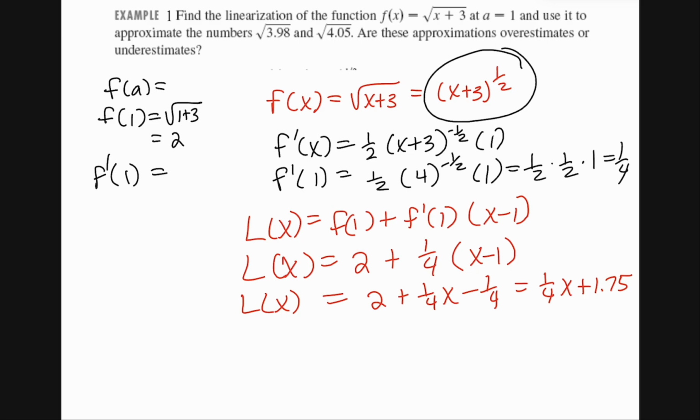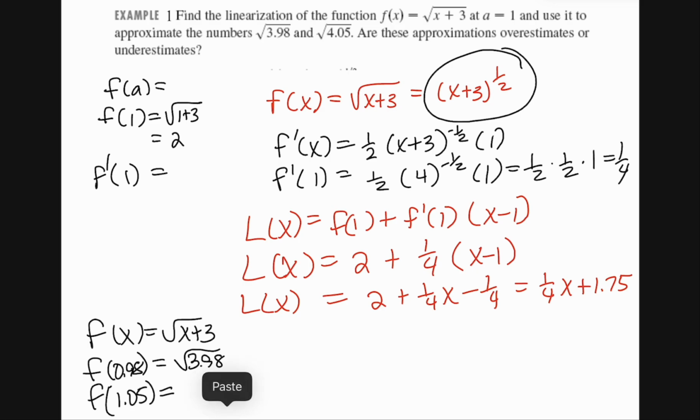So let's think about what our original function was. Our original function was the square root of x plus 3. So if we want to get 3.98, we have to input 0.98. If we want 4.05, we have to input 1.05. So this is going to tell us what we want to input into our linearization formula. I need 0.98 to get to the value I want. I need 1.05 to get to the other value I want.